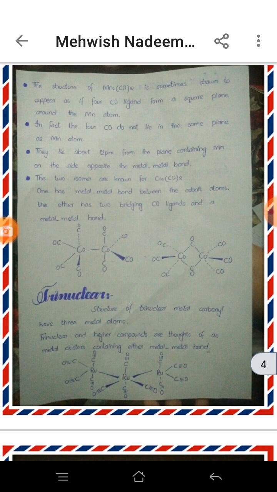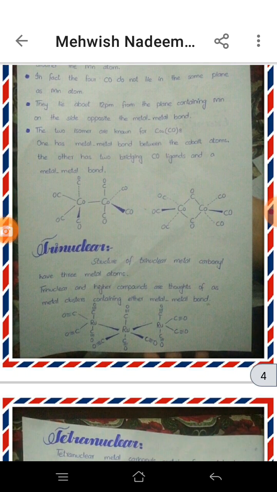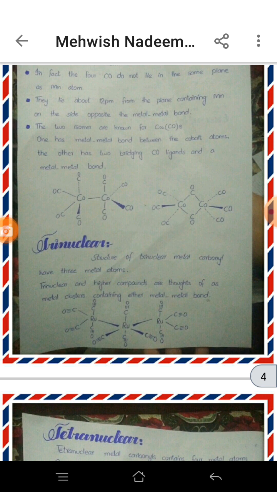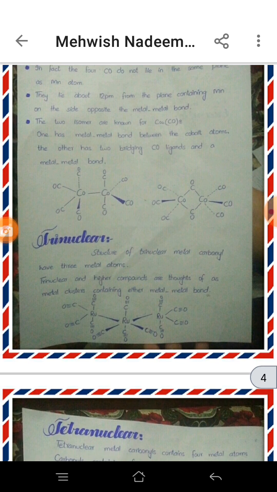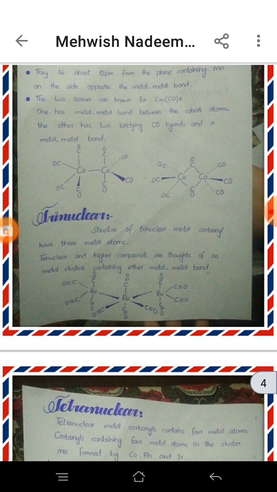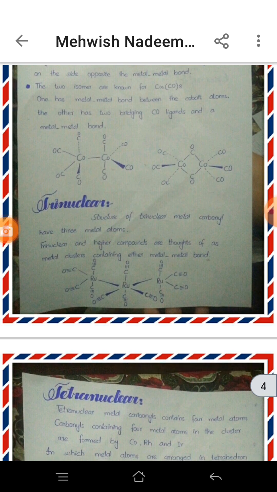And the third type of metal carbonyl structure is the trinuclear structure. The trinuclear structure, you can see, contains three metal atoms. Trinuclear and higher compounds are thought of as metal clusters containing metal-metal bonds. You can see that there is a cluster of 12 CO ligands around the Ru atom, and these are more complicated structures than those we discussed in previous slides.